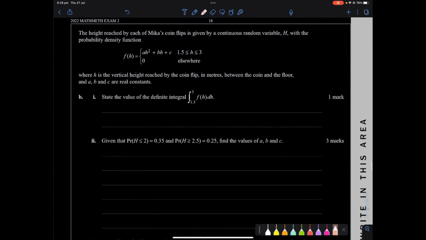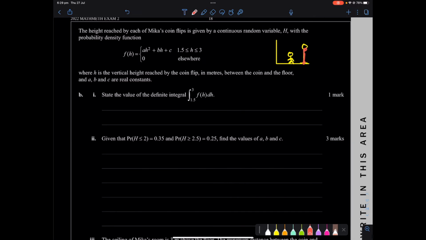Move on to the next question. The height reached by each of Mika's coin flips is given by the continuous random variable h with the probability function of this. Okay, there are unknowns, where h is the vertical height reached by the coin flip. So if I draw a diagram over here, this is Mika, and she's throwing this coin. So the coin goes over here. So it's that vertical height, the vertical height reached by the coin flip in meters, measured from the floor.